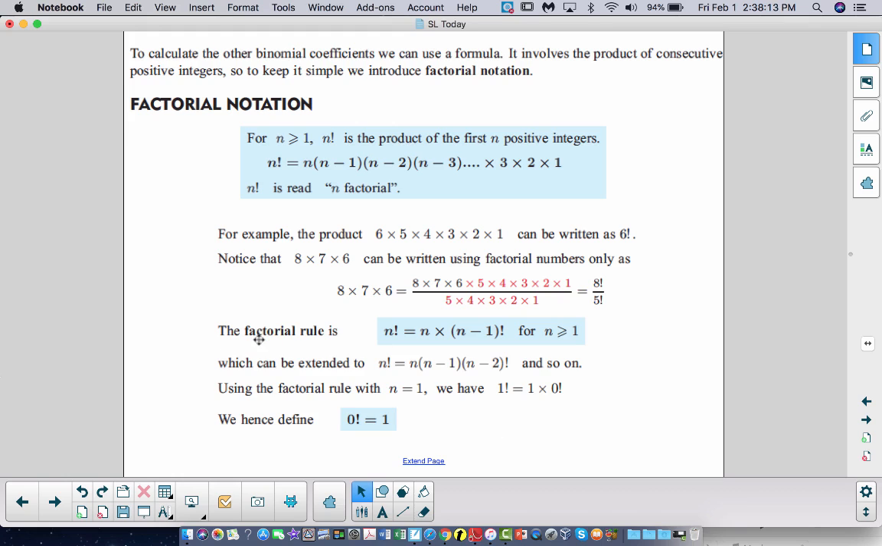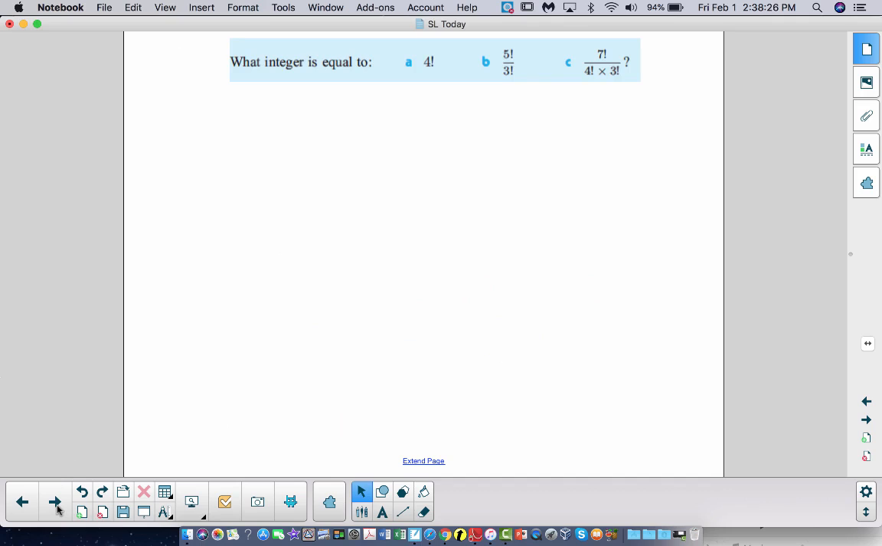The factorial rule shows us that we define 0 factorial as 1. So by definition, 0 factorial is equal to 1 whenever we encounter it. All right, so let's try this out. We have A, 4 factorial. Hopefully, you've got that already done in your head. 4 factorial is simply equal to 4 times 3 times 2 times 1, which is 24. 12 times 2 is 24 times 1 is 24.